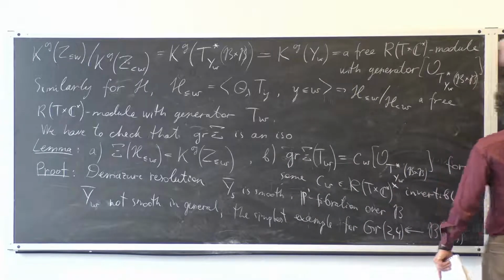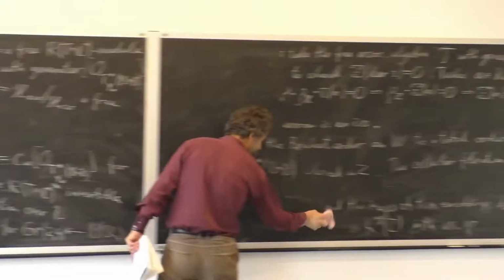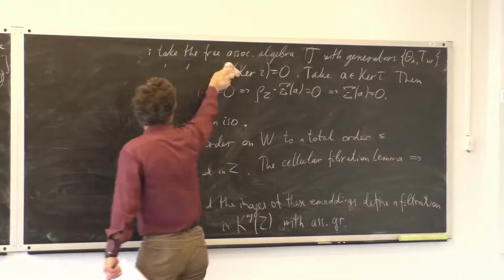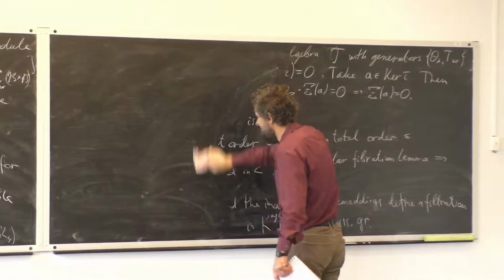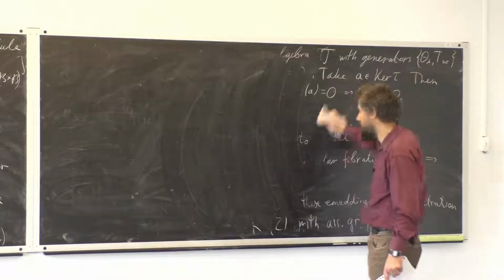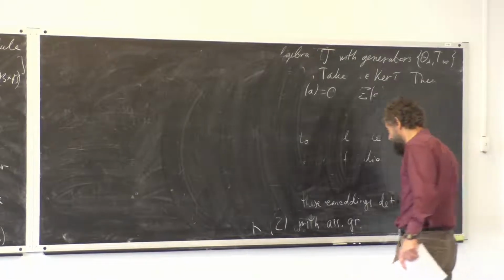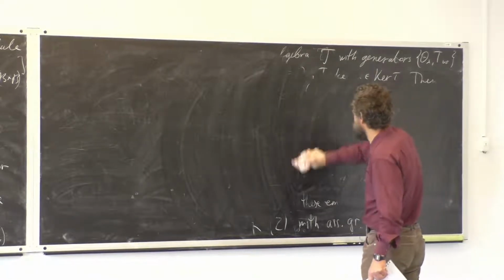So maybe now somebody knows this example of a singular Schubert variety in the Grassmannian of SL4.